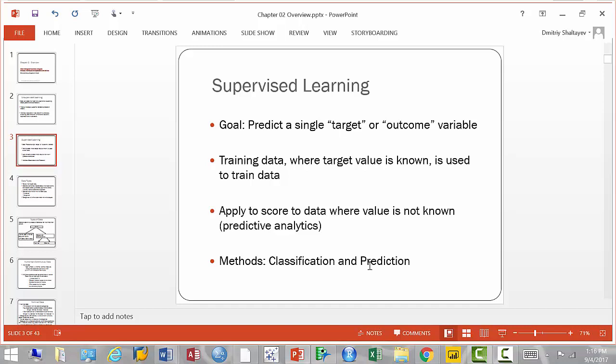For example, if I raise the price by $1 on the product, how much are the sales going to be impacted? If I spend an additional $1,000 on advertising, how many more units can I sell? So predicting something numerical.